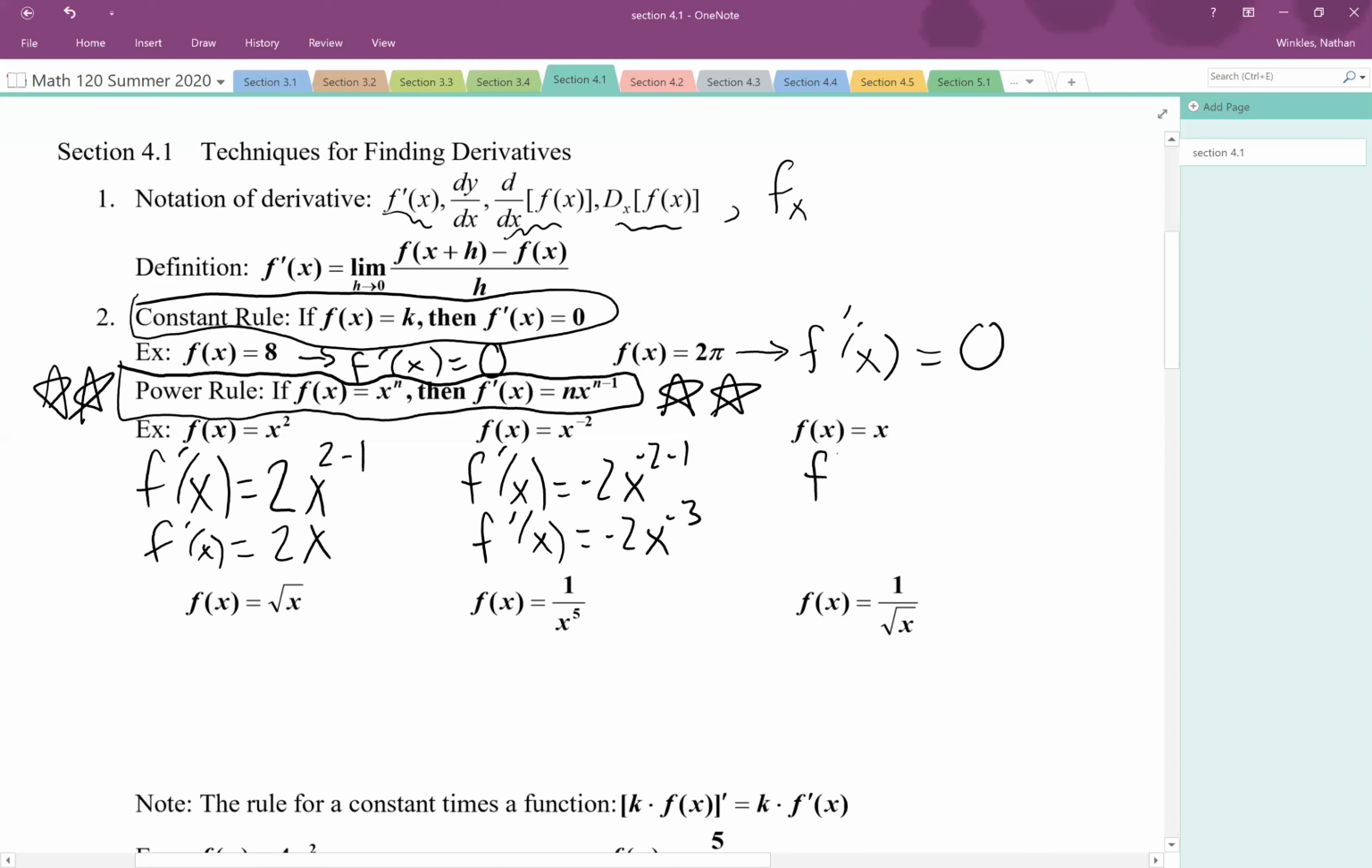If we have f of x is equal to x, that means f prime of x is equal to 1 times x to the 1 minus 1. So we have f prime of x is equal to 1 times x to the 0, but we know x to the 0 is 1. So our answer is just 1 here.